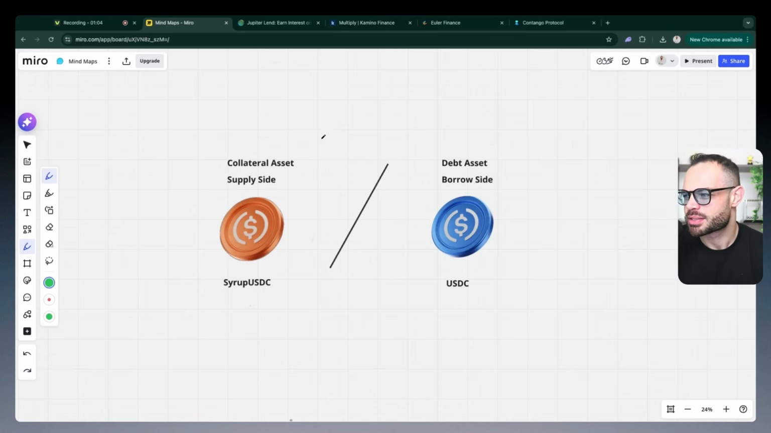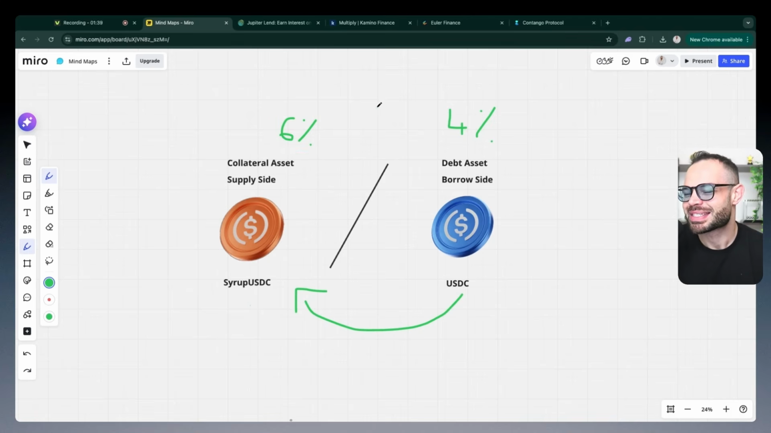Ultimately, we're able to supply a stablecoin or a yield-bearing stablecoin like Syrup USDC, and we get paid, for example, 6% interest for supplying it. Whereas on the borrow side, we're able to borrow USDC, for example, and pay 4% interest for borrowing that particular stablecoin. But we're then able to take the borrowed USDC in order to loop up, or increase or multiply, our exposure to the collateral side asset to further increase the yield we're getting paid.